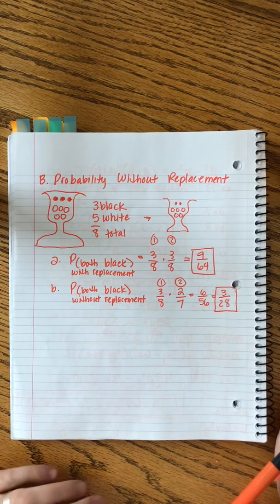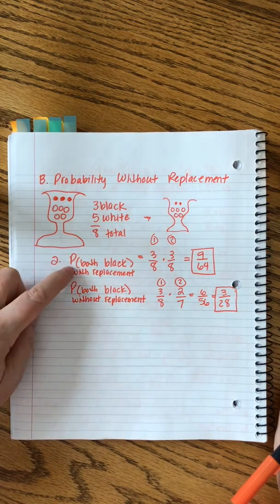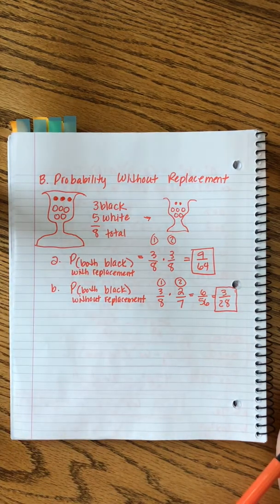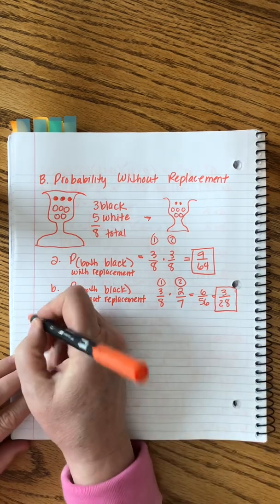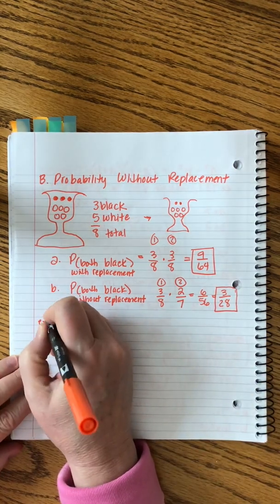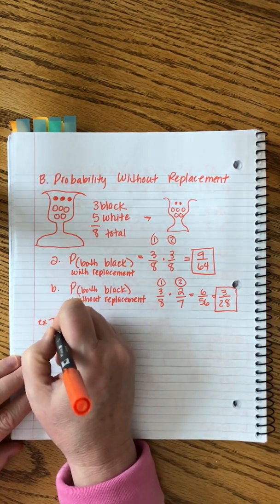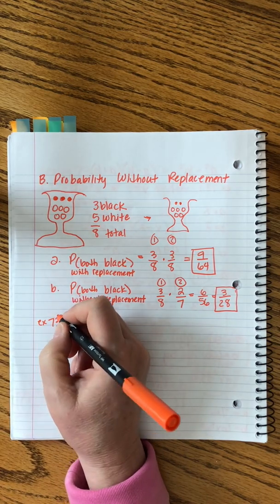Make sense? So now we can find probability with replacement or without replacement, and we have to pay closer attention to our stories. Here's one more. That was, I think, 73.5. Yes.